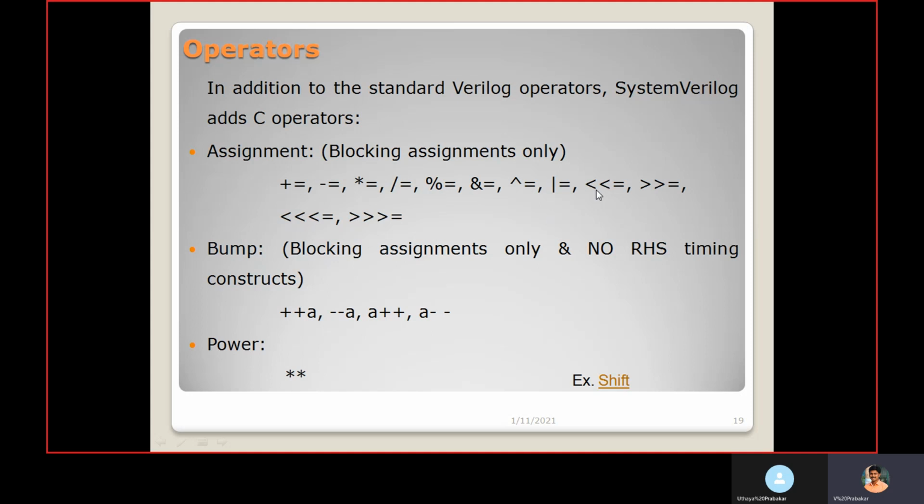Logical shift performs as a normal shift operation. It will perform left shift and it will perform right shift. When you perform a right shift, the MSB position is filled with zeros.